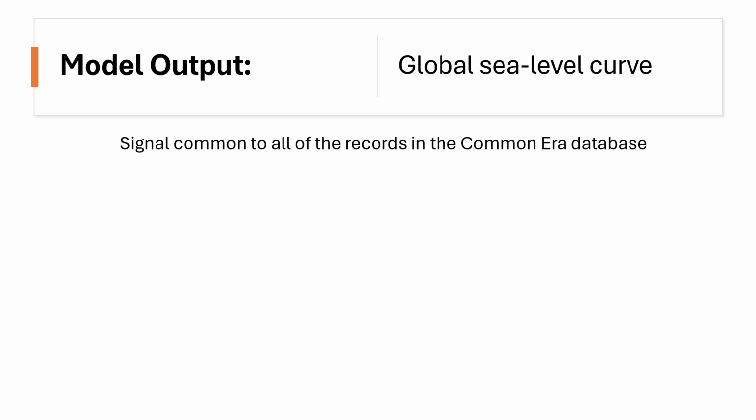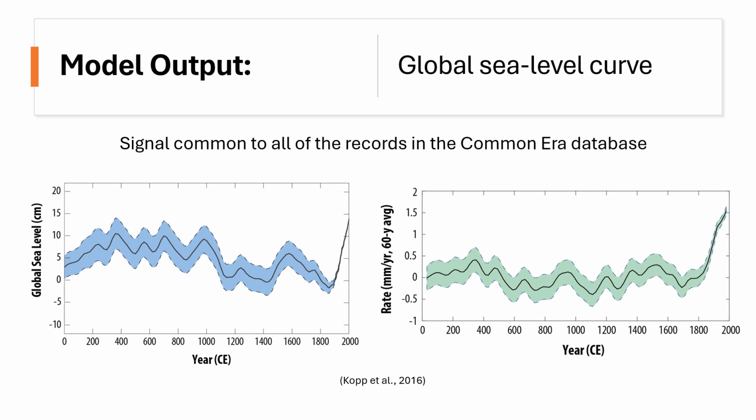What we get with this model, for one, is you can produce, as Kopp 2016 did, a global sea level curve. This is a signal that's common to all of the records in that Common Era database. From Kopp 2016, this is what those results looked like, where we have global sea level in centimeters on the left, and on the right we have the rate in millimeters per year and 60-year averages, both of these again over the Common Era.